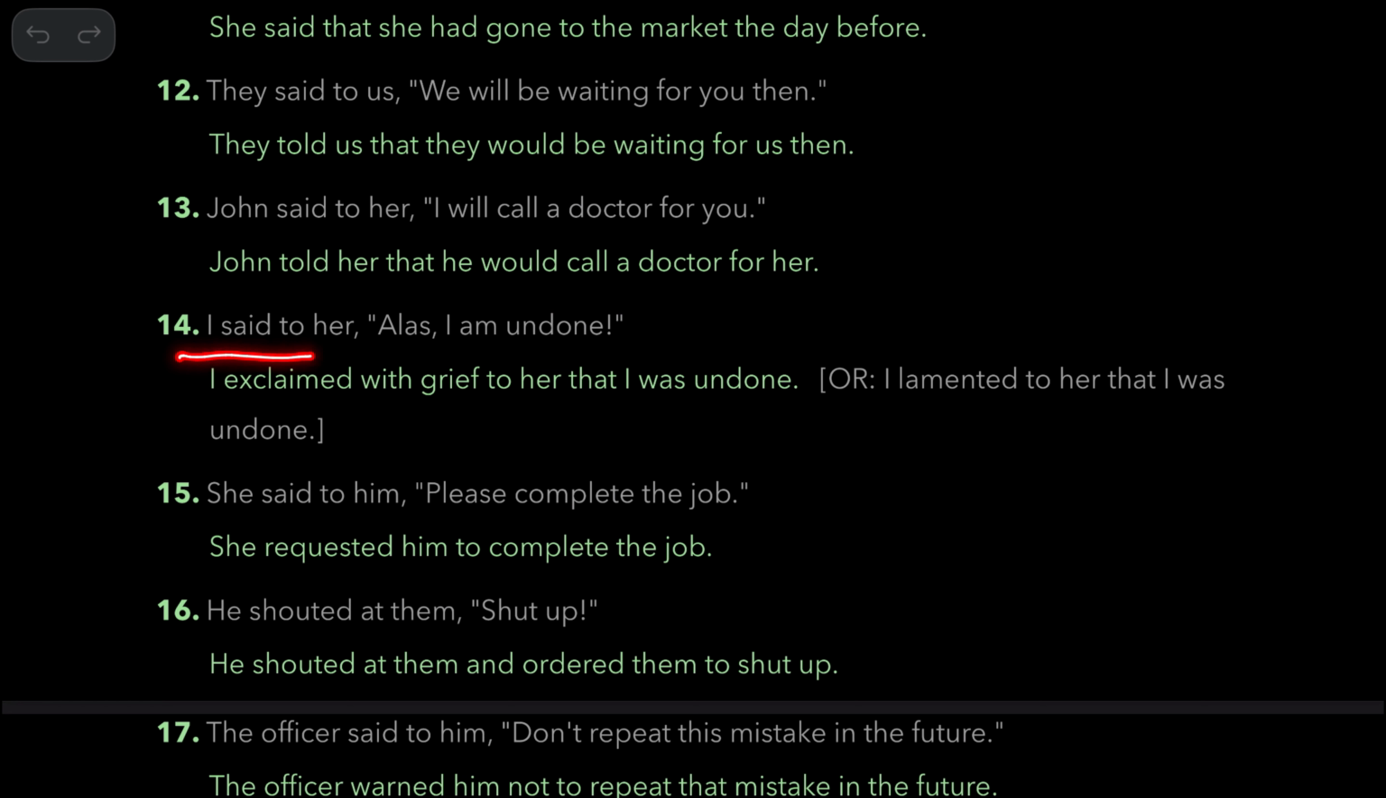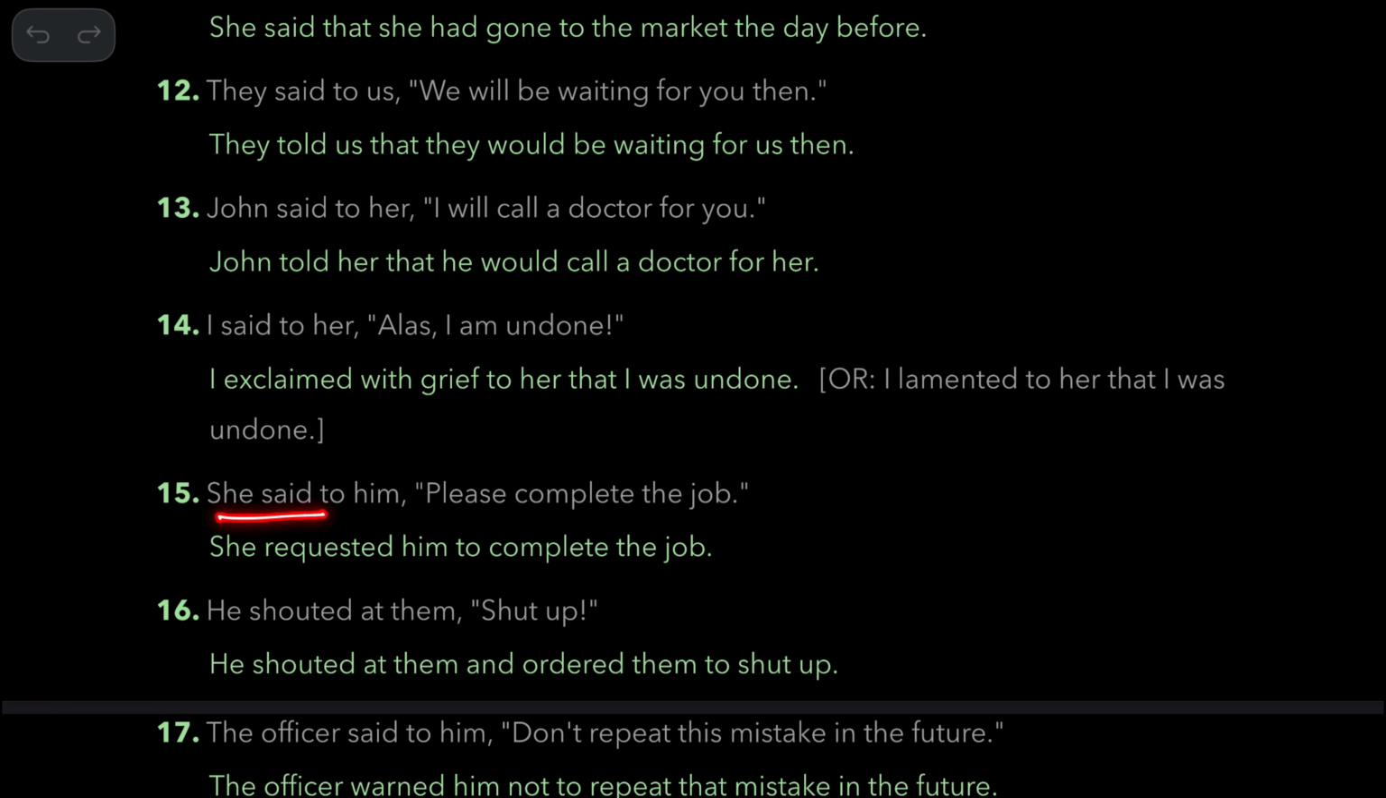I said to her, Alas, I am undone. I exclaimed with grief. See this one, how this is conveyed in the reported speech. So I exclaimed with grief to her that I was undone. Or you can say, I lamented to her that I was undone. So, meaning I was ruined completely.